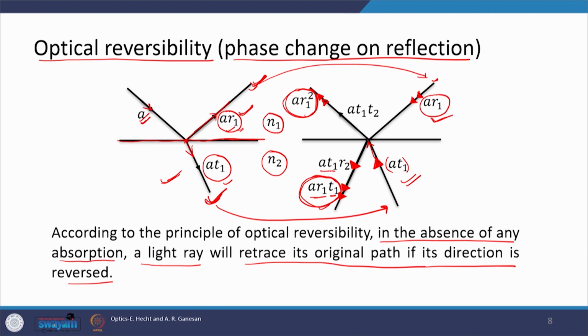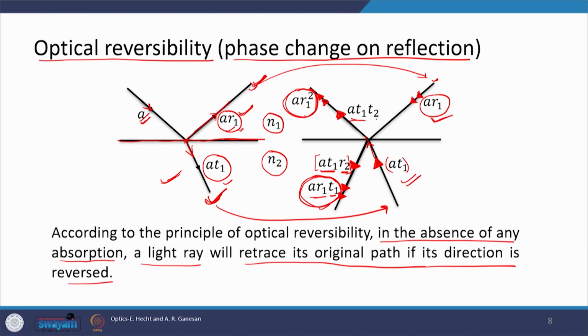Now, you see that AT1 is the initial amplitude, and to calculate the reflected amplitude, we just multiply AT1 with R2, and this is our final amplitude, the part of the amplitude which got reflected. Similarly, a part of this AT1 magnitude will get transmitted.